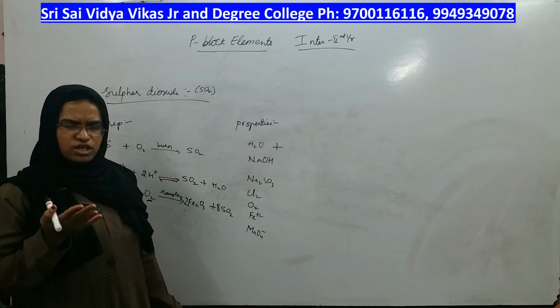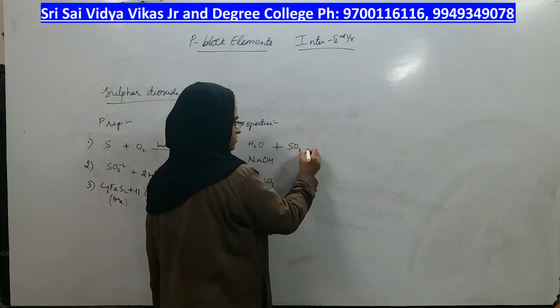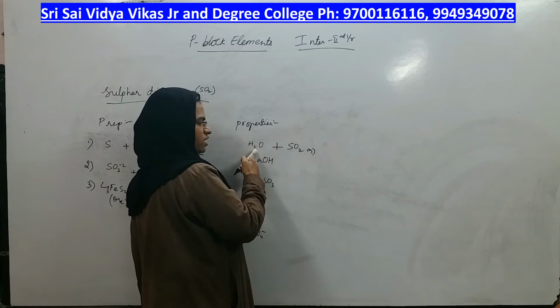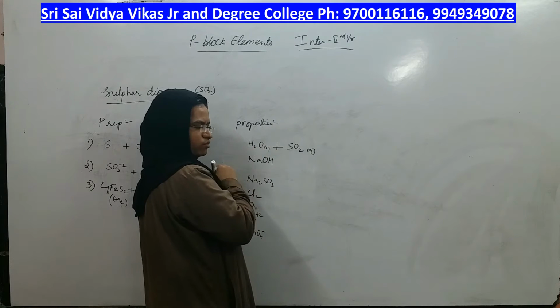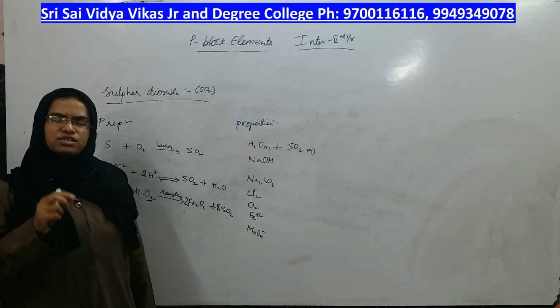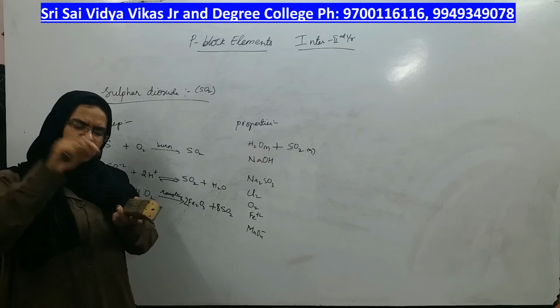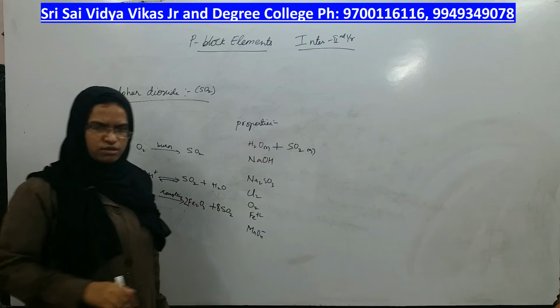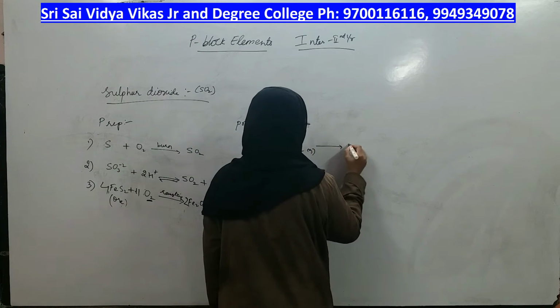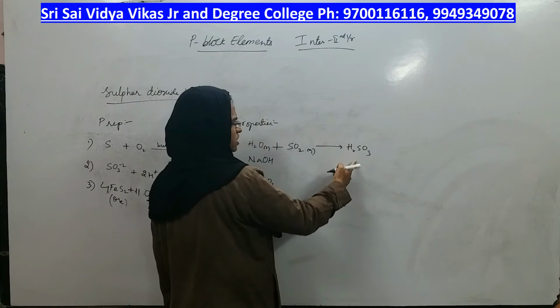If you take water in the form of liquid, and you pass sulfur dioxide gas in the form of a gas, it is very much soluble in water. Immediately after passing the gas, it becomes soluble. What do you get in the end? Sulfurous acid.